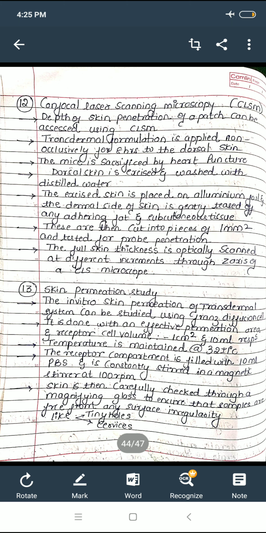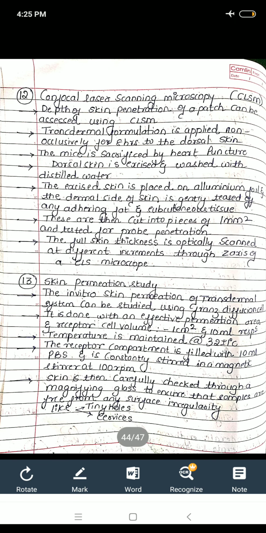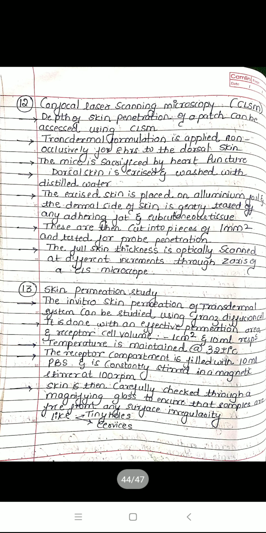The receptor compartment is filled with a 10 ml solution and is constantly stirred with a magnetic stirrer at 100 rpm. Skin is then carefully checked through a magnifying glass to ensure that samples are free from any surface irregularities like tiny holes or crevices. The skin is mounted on the receptor compartment with the stratum corneum side facing upward into the donor compartment.